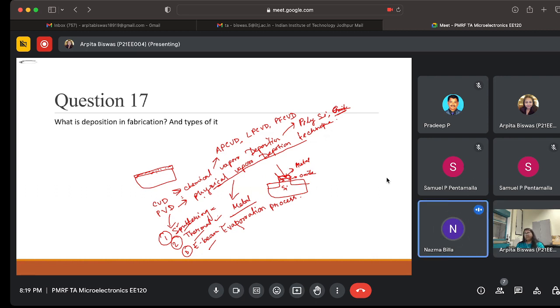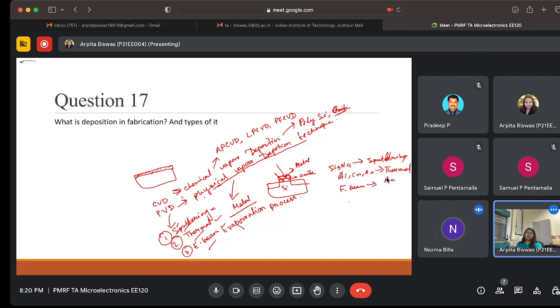We can mainly deposit oxide layers like SiO2 and Si3N4 by sputtering. We can deposit aluminium, chrome, gold by thermal, which is well known. E-beam also, gold. Okay, these are the examples. So we can discuss a little bit about the sputtering, thermal or e-beam process.